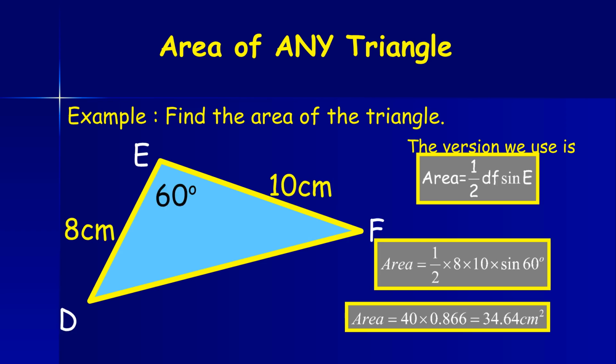Substitute the values. Area equals 1/2 times 20 times 25 times sine of 30 degrees, which simplifies to 125 centimeters squared. Example 2. Find the area of this triangle. We use the formula area equals 1/2 DF sine E, as E is the included angle. Substituting the values. Area equals 1/2 times 8 times 10 times sine of 60 degrees, which results in 34.64 centimeters squared.